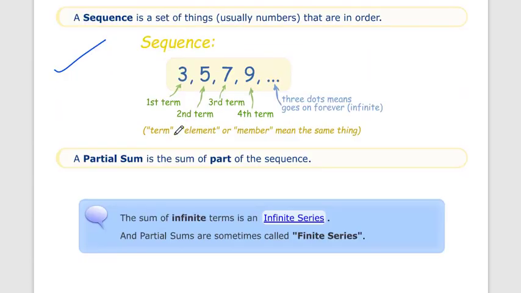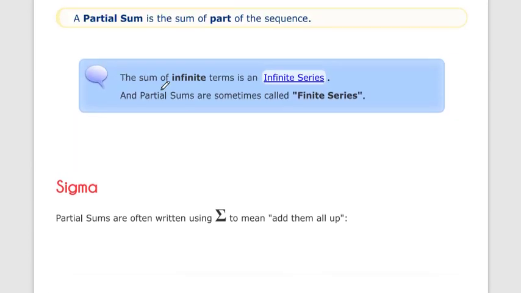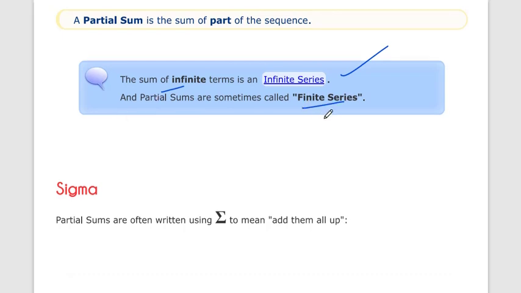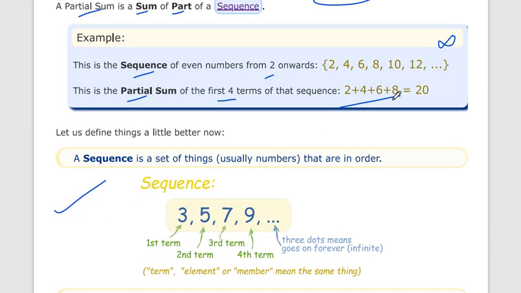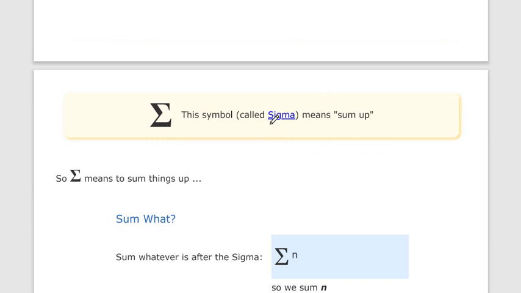We all know sequences. The sum of infinite terms is an infinite series, but a partial sum is also called a finite series. Here 2, 4, 6, 8 is countable, so it is also called a finite series, a finite sequence. Partial sums are often written using sigma, which means add them all up. This symbol is called sigma.